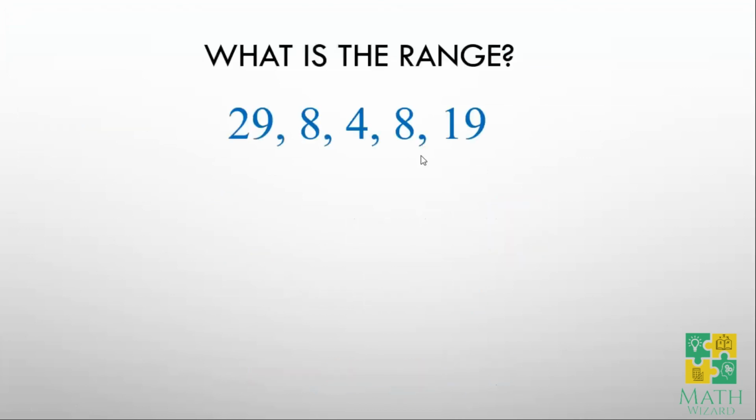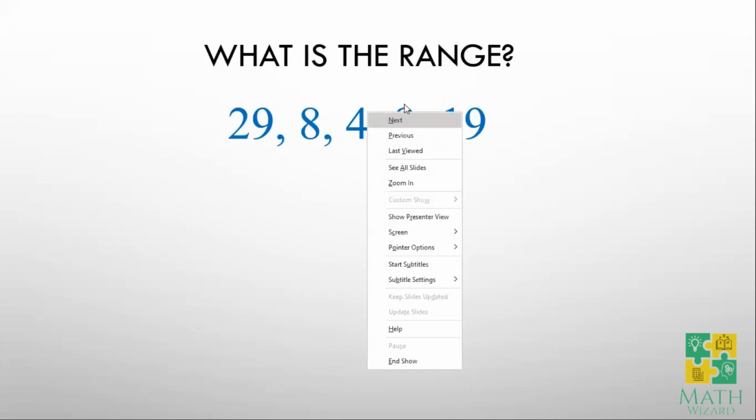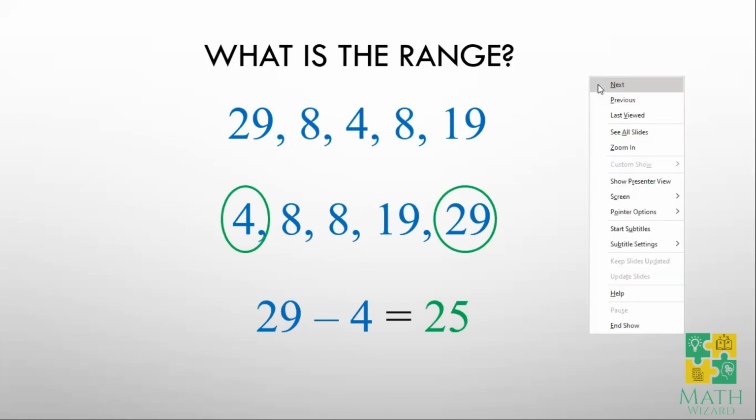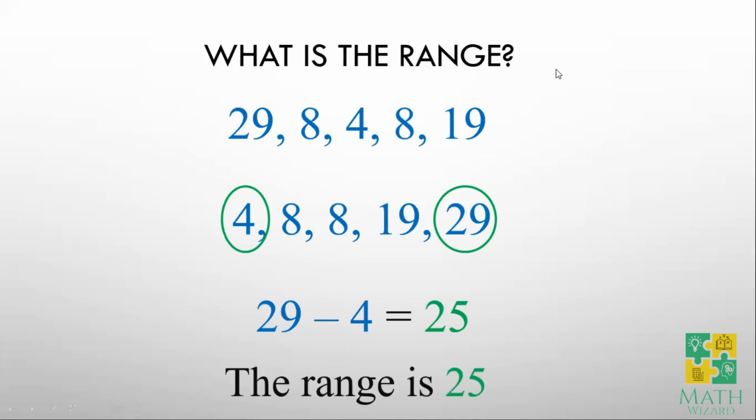So let's have here an example. What is the range of the set of numbers? You can type your answers in the chat box. Again, to find the range, we look for the least value and the bigger value and subtract them together. 29 minus 4, that's why we have 25. The range is equal to 25.